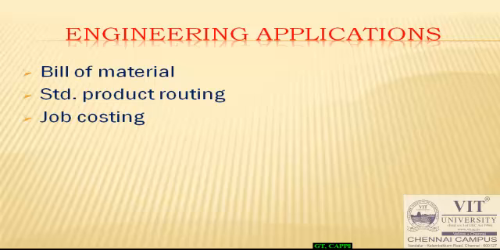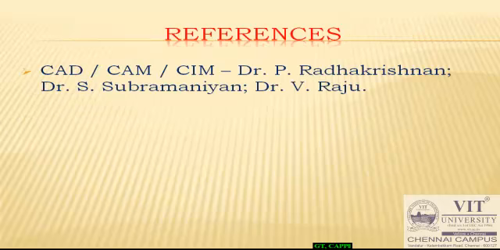That is called implementing the standard product routing, so that we can reduce the travel time, reduce the process time, increase the productivity, and also reduce the cost of the product. So that is called job costing.